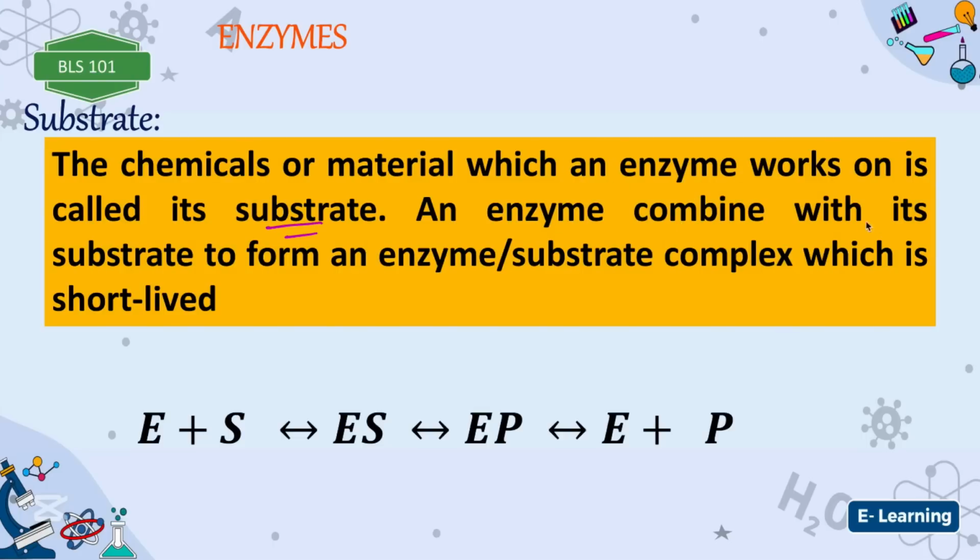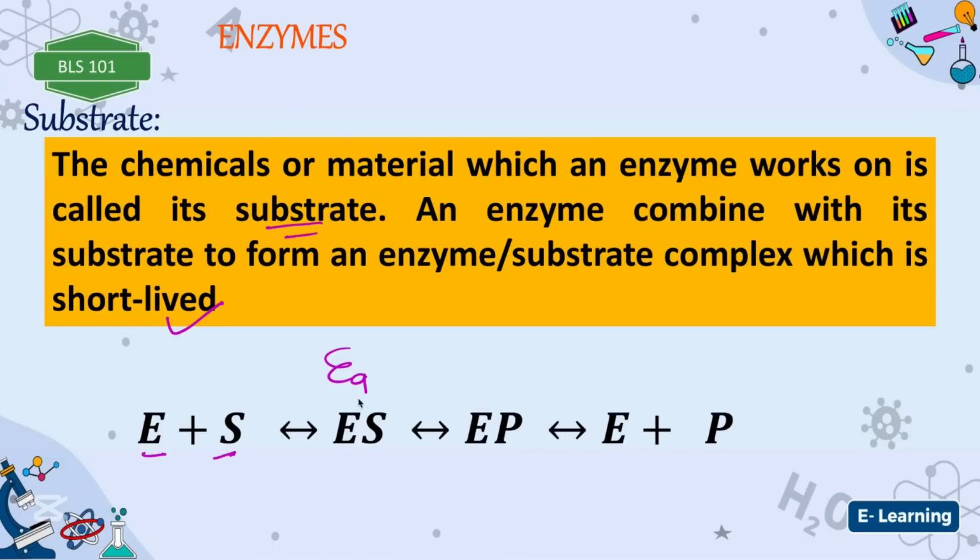Now, an enzyme combines with the substrate to form an enzyme substrate complex, which is short-lived. So you have the enzyme plus substrate, it forms an enzyme substrate complex. With this enzyme substrate complex, two things can happen. If it has enough energy, that means energy above the activation energy, the enzyme substrate complex will turn to an enzyme product complex. Are you getting it? But if it does not have enough energy, this enzyme substrate complex is capable of going back to become an enzyme and a substrate separately. Are you getting it now?